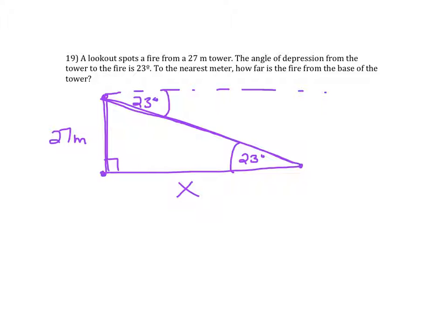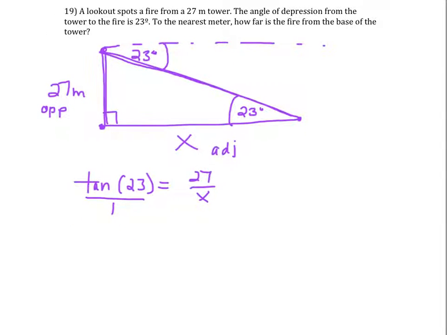So 23 is our angle, 27 meters is the side opposite that angle, and x is adjacent. All right, finally, we're working with tangent because we have opposite and adjacent. So you want to say the tangent of 23 is equal to 27 over x. Anytime you have x in the denominator, it's going to take another step to solve for that x. So it's not just a one-step proportion to solve, we need two steps.